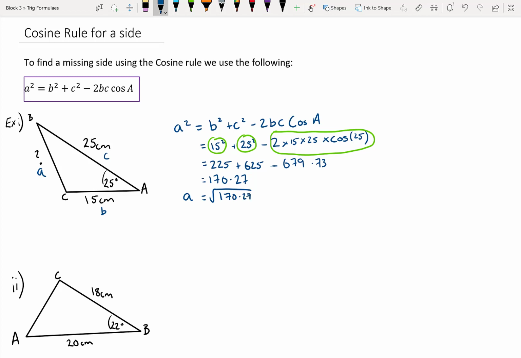170.27. And so I ask my calculator, what is that? And it tells me 13 centimeters, 13.048754 or whatever. 13 will do me just here, and that fits in a little bit better with my picture. That looks like a more realistic answer, and that is it.